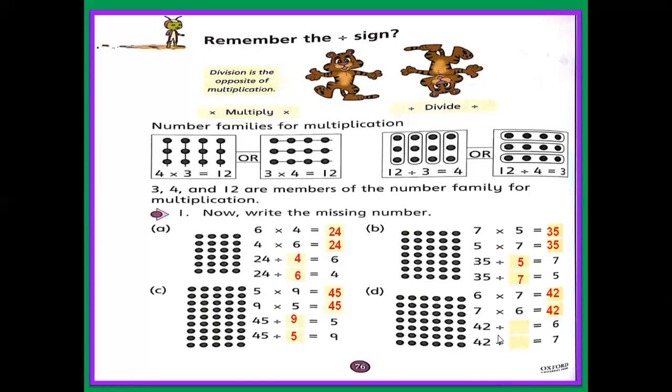We know this 42 is the result of the multiplication of 6 and 7. So read the table of 6. 6 ones are 6. 6 twos are 12. 6 threes are 18. 6 fours are 24. 6 fives are 30. 6 sixes are 36. 6 sevens are 42. And last one, read the table of 7. 7 ones are 7. 7 twos are 14. 7 threes are 21. 7 fours are 28. 7 fives are 35. And 7 sixes are 42. So write 6 here. Okay, so this is the simple multiplication and division.